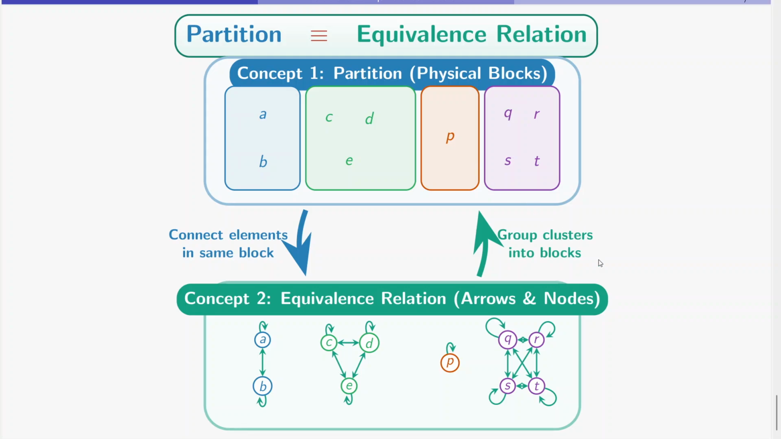So the 2 concepts are not just connected. They are 2 different lenses looking at the same object. The partition is the physical view, boxes, rooms, containers. The equivalence relation is the logical view, arrows, rules, connections. Choose whichever lens is more natural for the problem you are working on. They will always give you the same answer. And that is the beautiful mathematical symmetry we set out to discover today. Partitions and equivalence relations, 2 sides of the same coin.